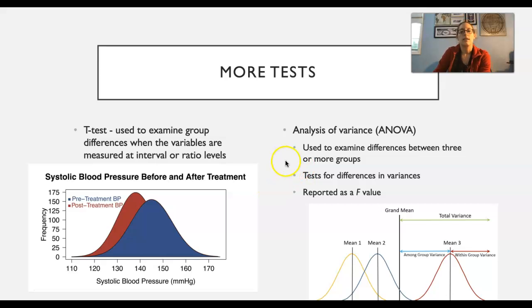We can also do an analysis of variance, which is also called an ANOVA test, and that's used to examine differences between 3 or more groups. It tests for differences in variances, and it's usually reported as an F value. So we have to figure out what the total variance is inside the sample, and then we can see the mean within that. That gets pretty complex. Again, usually we use an Excel spreadsheet or a specific calculator meant for statistics for this one. Again, not something you have to calculate, just something you need to know kind of what it is.